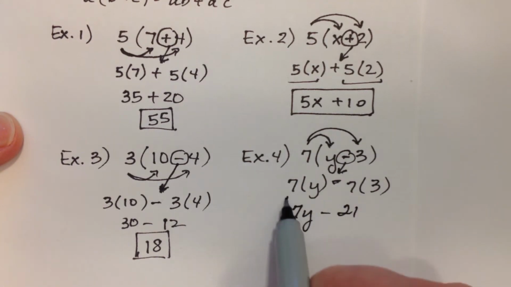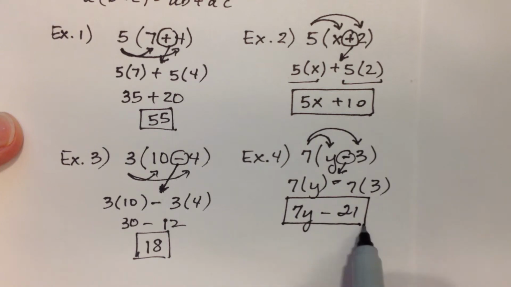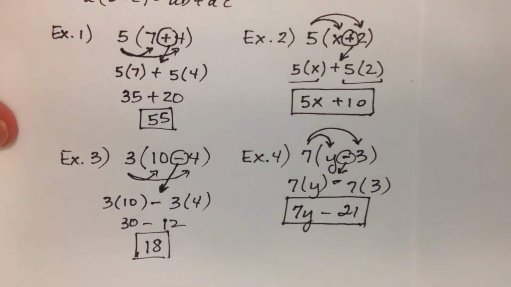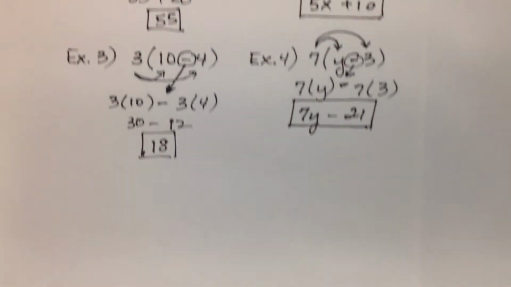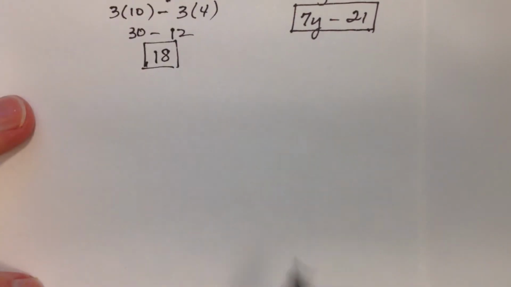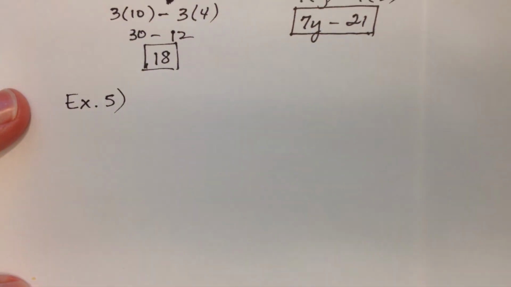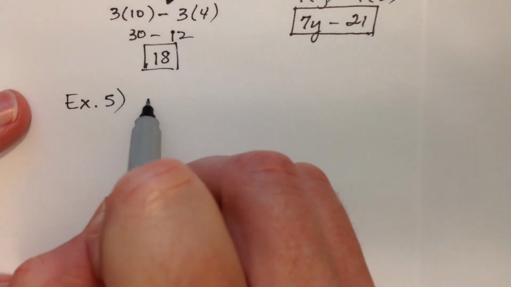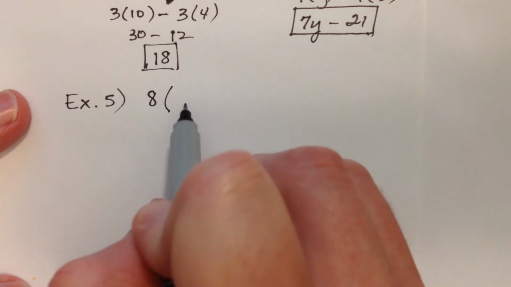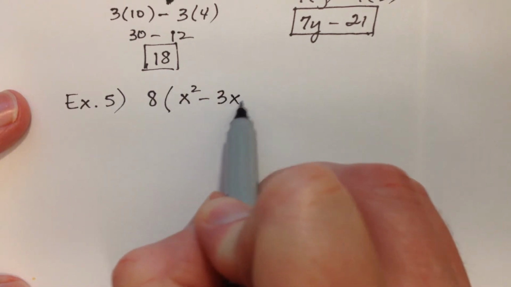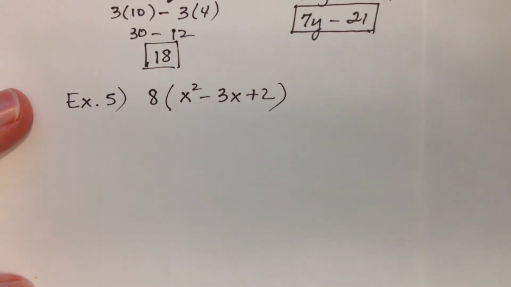7y minus 21. And again, this expression, you cannot simplify this anymore. That's why the distributive property was the only thing we could do to get rid of the parentheses. Well, what happens when the expressions inside the parentheses are a little bit longer? What happens if we have 3 or maybe more inside? Well, let's say for now we have an 8, and we're going to multiply that by x squared minus 3x plus 2.